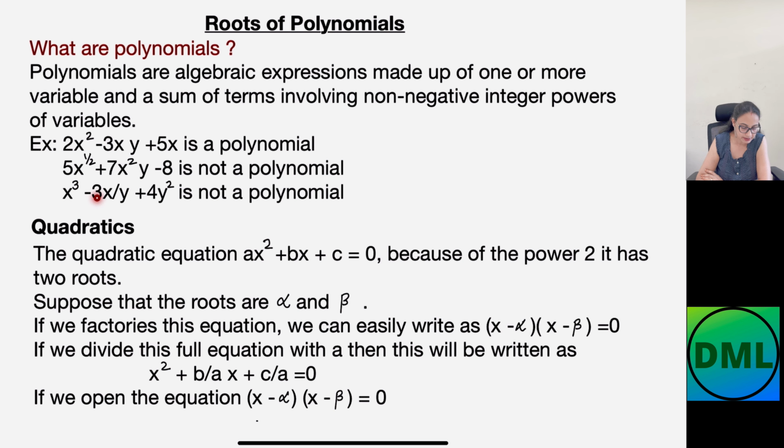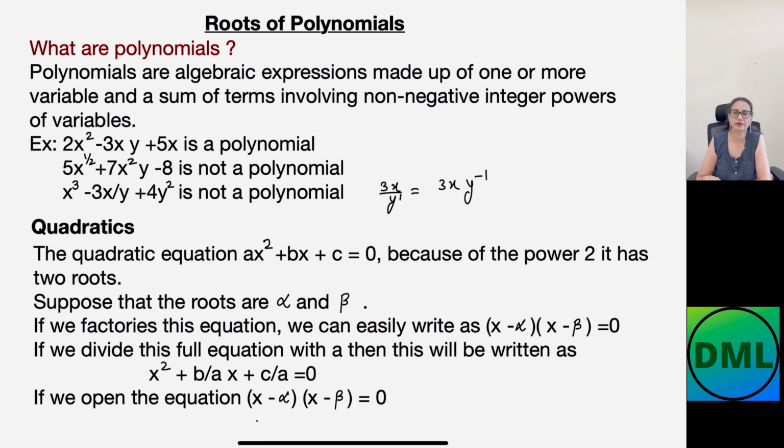x cubed minus 3x over y plus 4y squared is not a polynomial. This is not a polynomial because 3x over y will be written as 3x y to the power minus 1. If you take this y to the numerator, the power here is 1 and when it goes up, it will be negative 1. In this case, you have a negative power, so this is also not a polynomial.